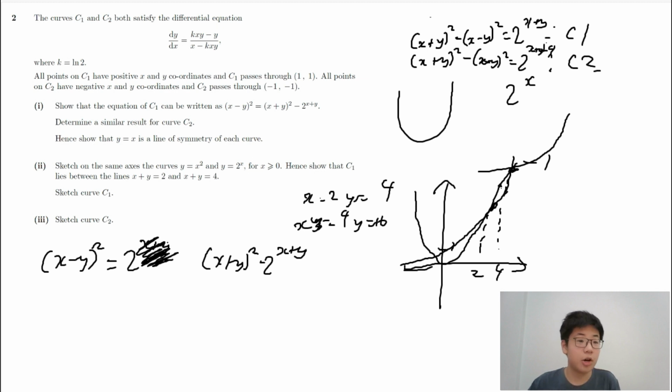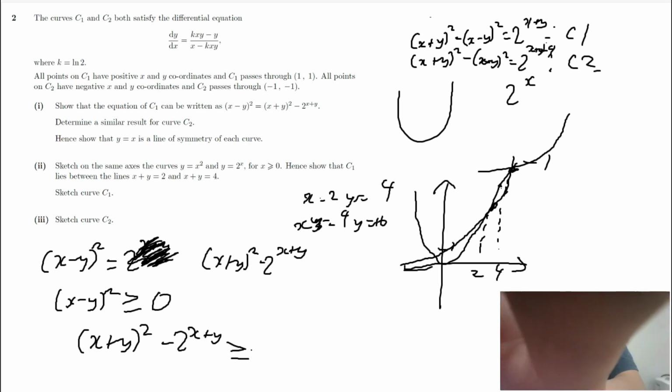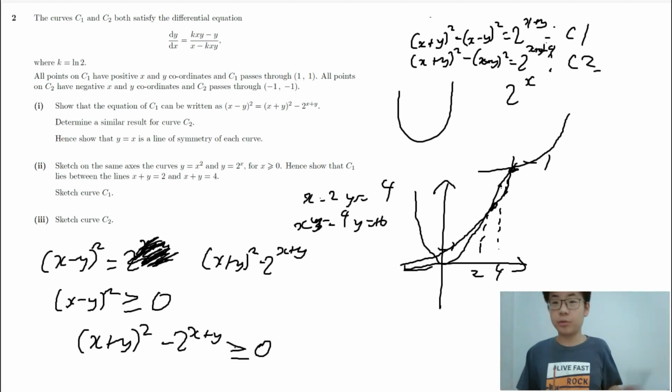That's it. This is our curve C1, but we have our equation rearranged a bit. Since x minus y squared is greater than or equal to 0, (x + y) squared minus 2 to the power of x plus y must be greater than or equal to 0. Now, we are going to scroll down a bit so that we can do the rest of the working.